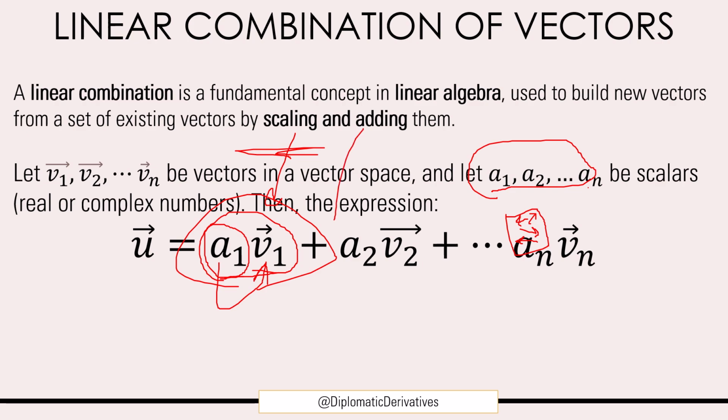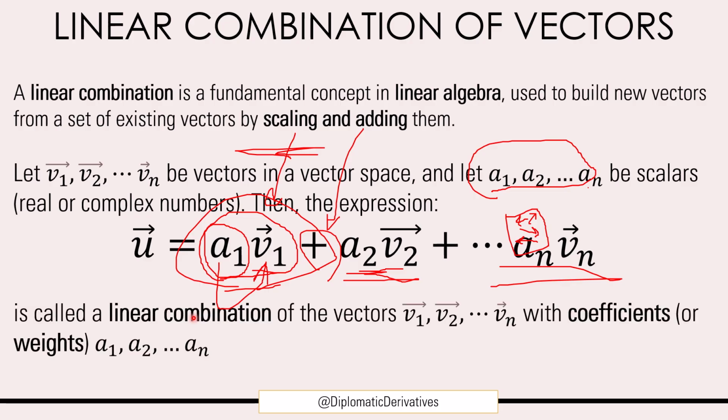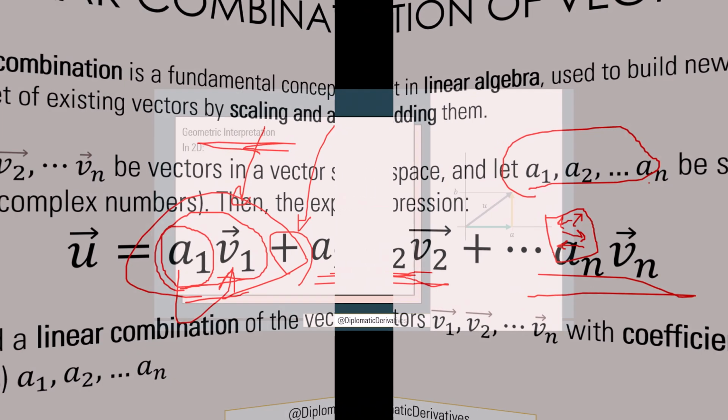Also, you are adding. So first you scale and then you add. Add it to what? The next vector, which is a2 v2. So a2 is the scaling part and v2 is the vector. And this you keep doing till an vn. Depending on the number of vectors, you will be scaling and adding, right? That's the linear combination of vectors. So this is the linear combination of vectors v1, v2 till vn with coefficients or weights, that is a1, a2 till an. We will see this with the help of an example.